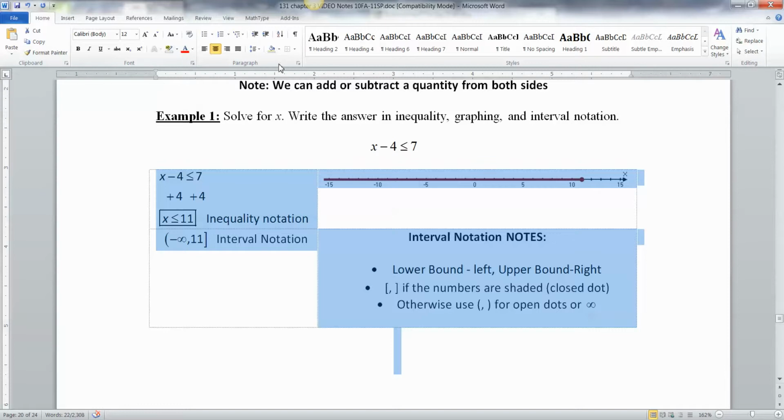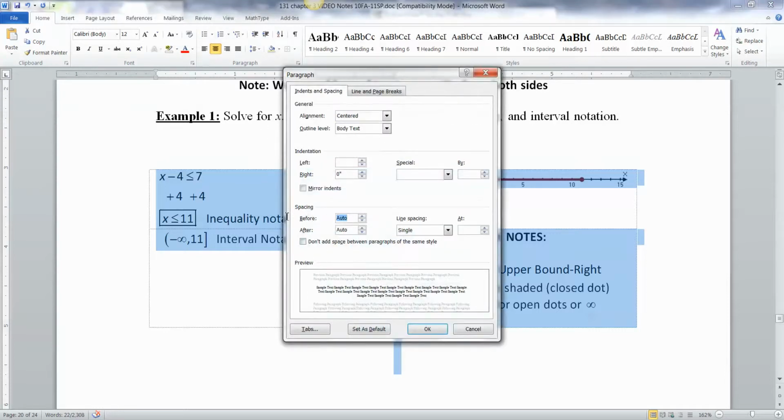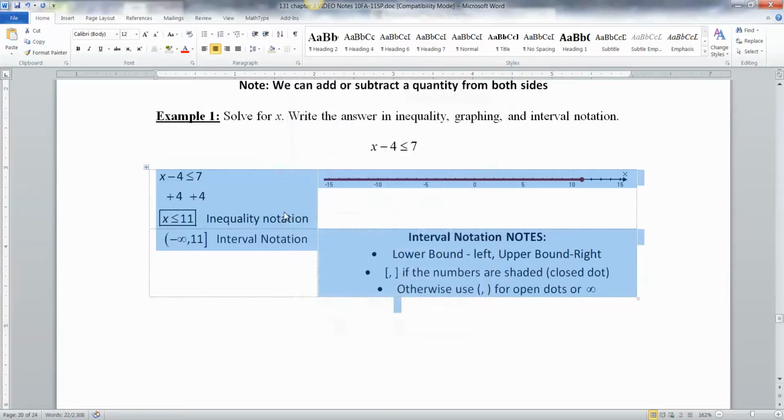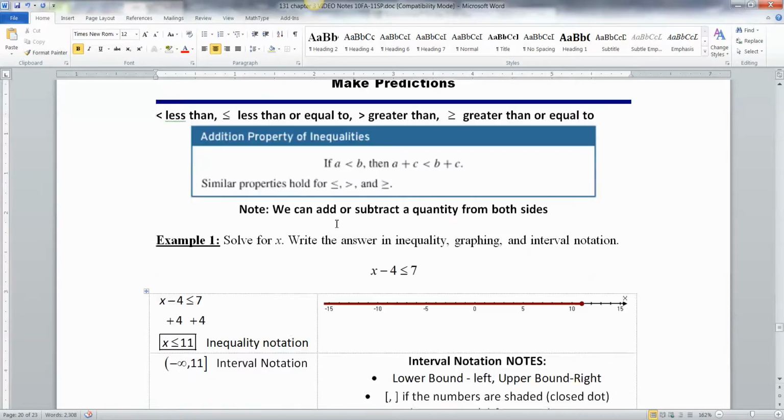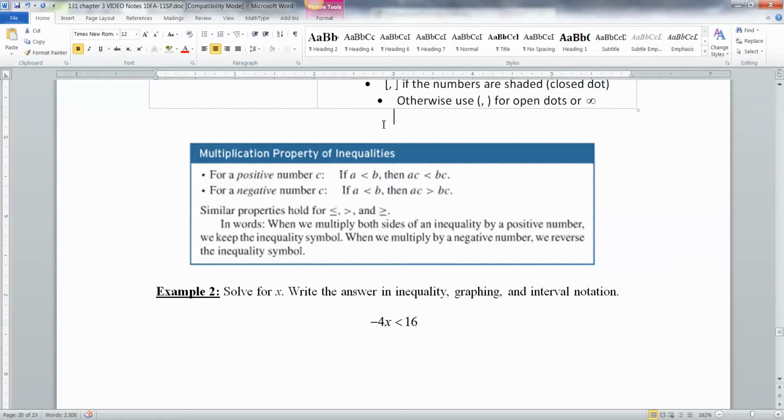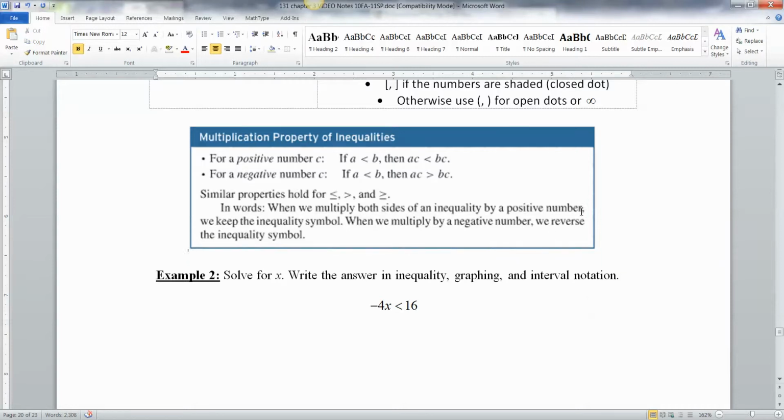All right, done with that one. We're ready for the next one. Let me change this to 0, 0, just so we can get a little better spacing here. All right, now we could add and subtract, no trouble, right? But multiplying and dividing is kind of a different business, so let's look at it.